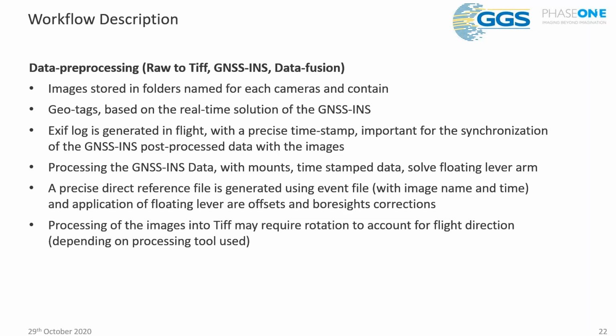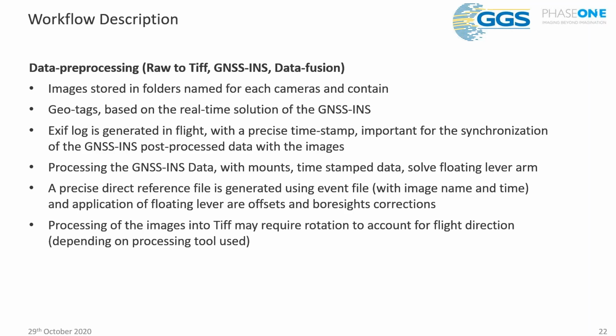Workflow description for the data pre-processing. Before we enter the final data processing, for example, in Skyline Photomesh, the images are typically stored in each camera's folder, and the images themselves are geotagged. It means they have in the EXIF information the real-time solution of the GNSS-INS, which is not very precise. It's something around 1 meter and 0.1 degree. And besides that, an EXIF log is generated in the same folder with a precise timestamp of some nanoseconds. And this one is important for the synchronization of the later post-processed GNSS-INS data to get them merged with the images of each image container from the camera.